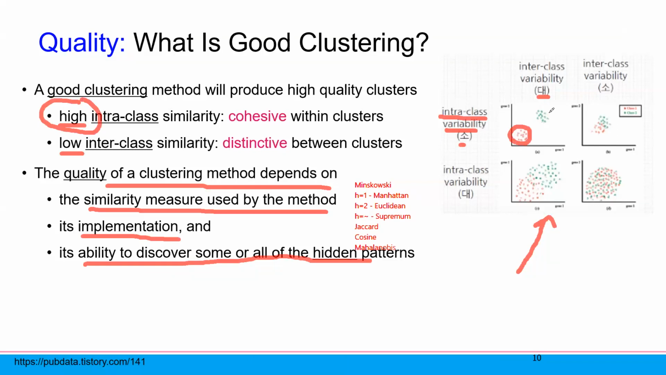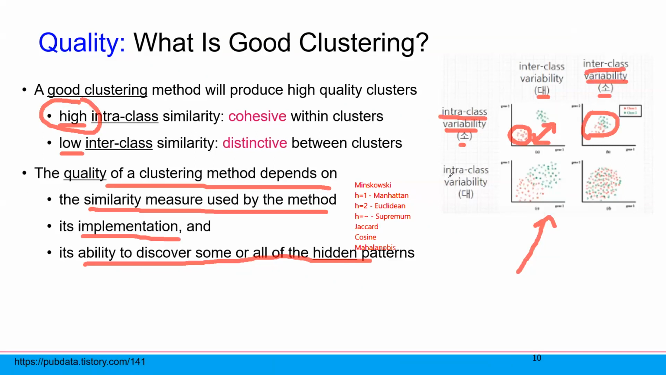Low means they are distinctive, so they have a high distance. But if you see this one, the interclass variability, they call it low, but maybe in this case I call it high. If the interclass variability is high, then it is mixed. So it is difficult to make the clusters.